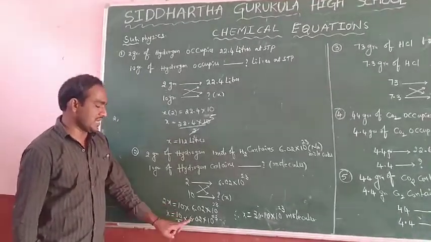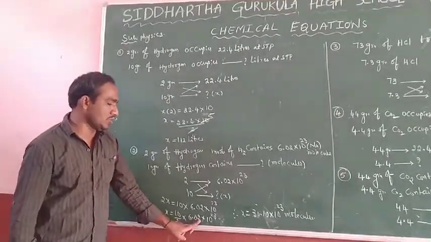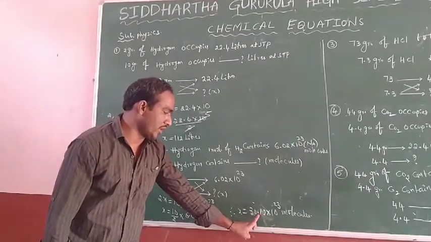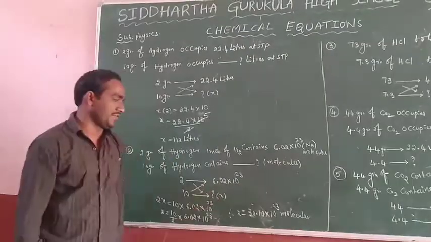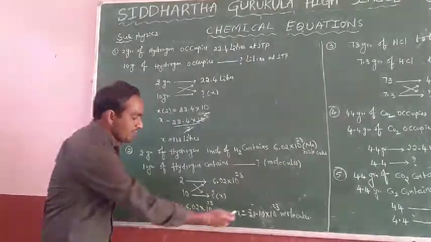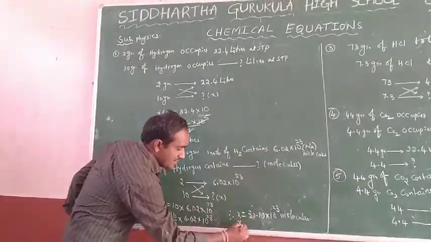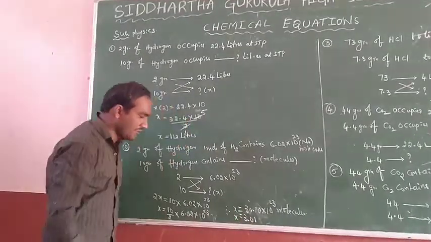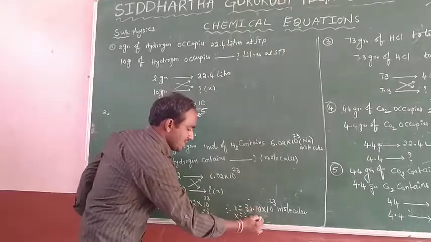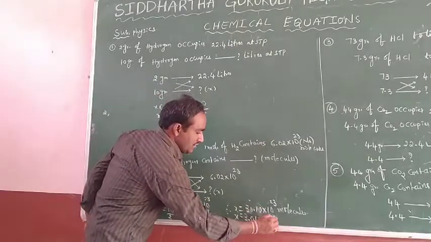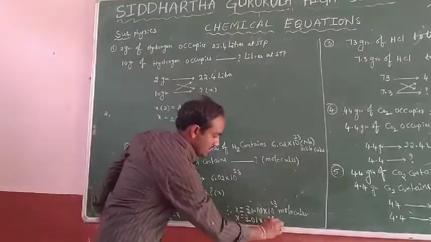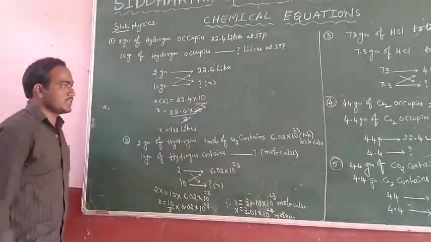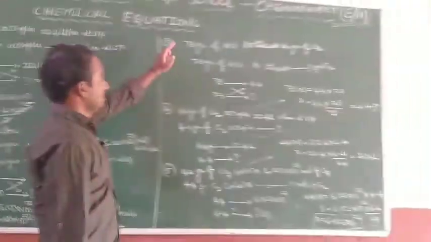So the 5 is multiplied with 6.02. That's why we are getting 30.10 into 10 to the power of 23. So we have to write x is equal to 3.01, and then the power will change to 10 power 24 molecules. Have you understood? Okay. Next, problem number 3.